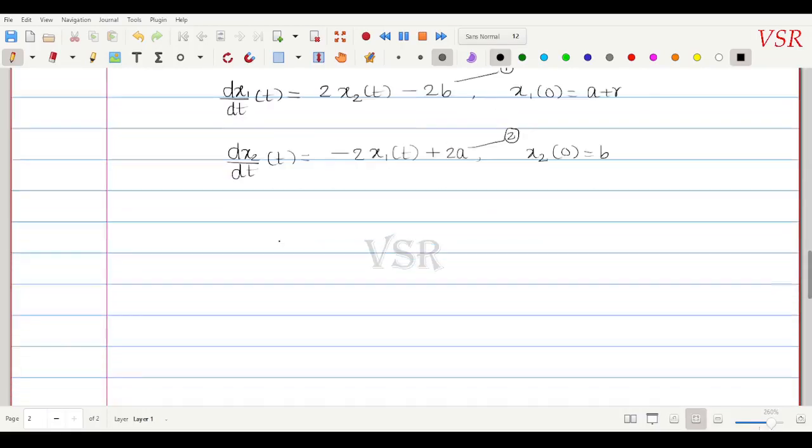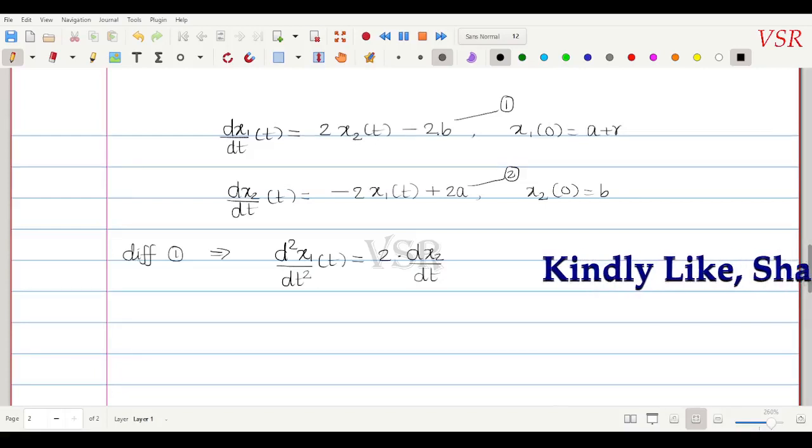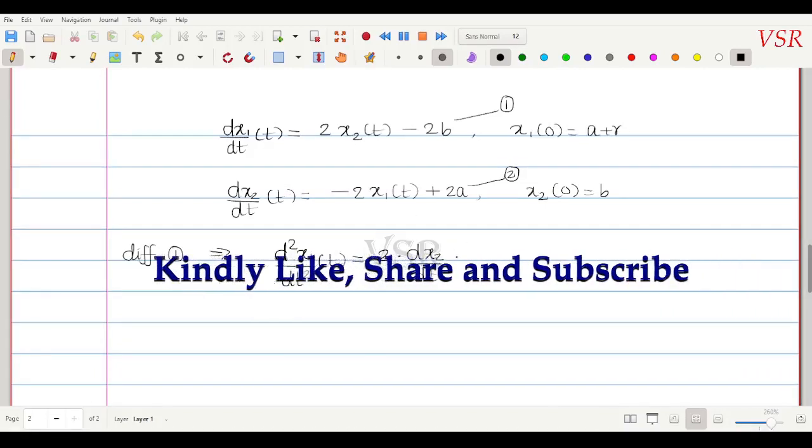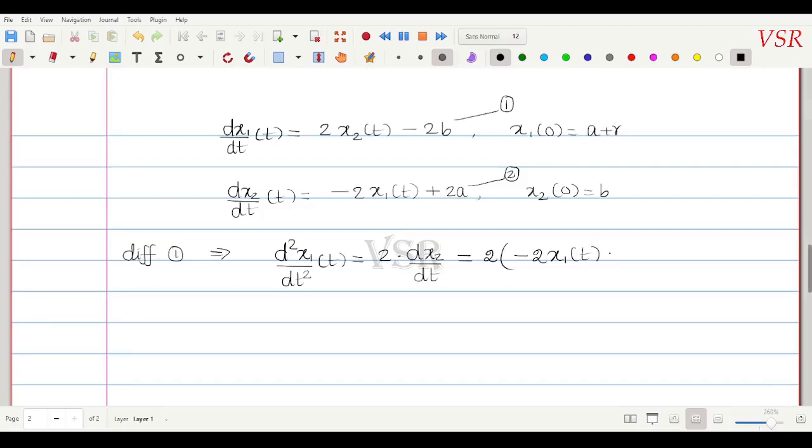So differentiate equation 1. This would imply that d square x1 divided by dt square of t is equal to 2 times dx2 divided by dt. We differentiate only this; the constant becomes 0. So in place of this I can substitute, and we get minus 2 times x1 of t plus 2a. So this is the differential equation.